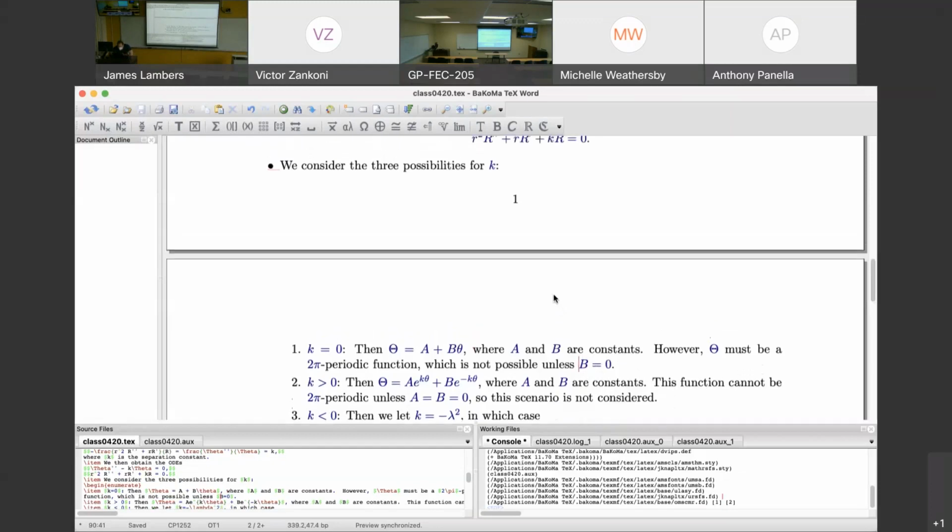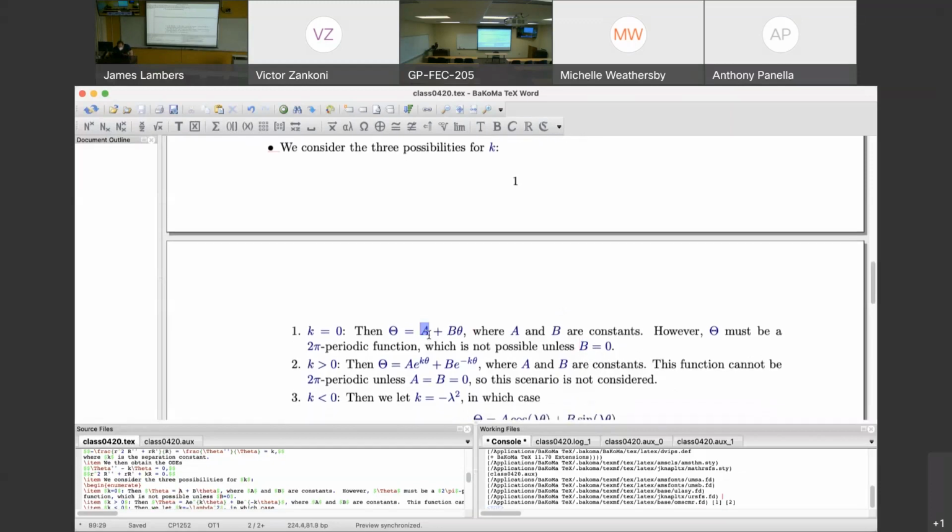Actually, sorry. Not the whole thing 0. The slope must be 0. Capital theta equals a constant function a. That is also permissible. So we have a solution in that situation.